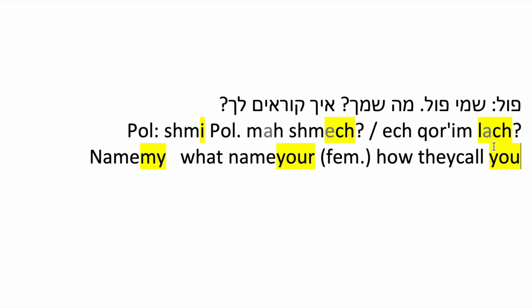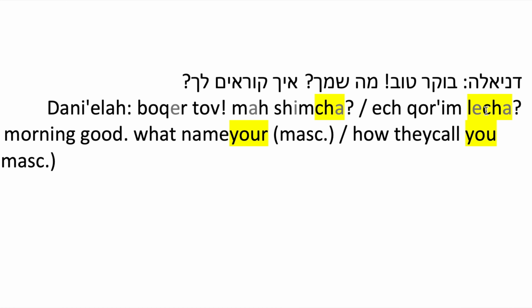And the male form, as we remember, was lecha. So "ech korim lecha" is when you address a male person. And when you address a female person, then it becomes "ech korim lach".